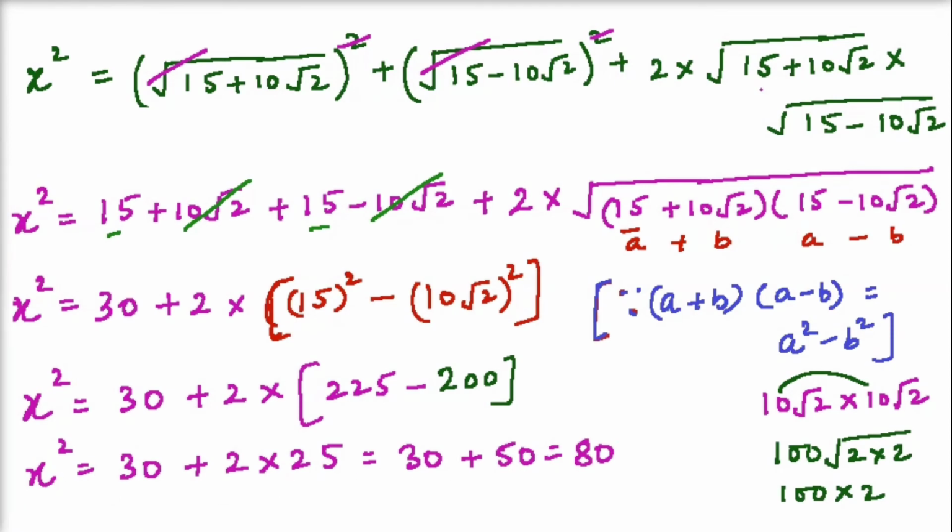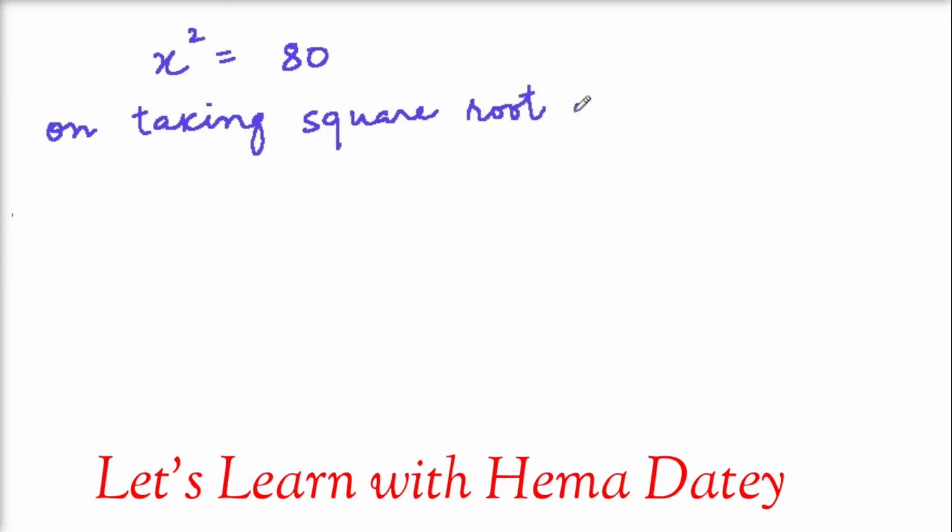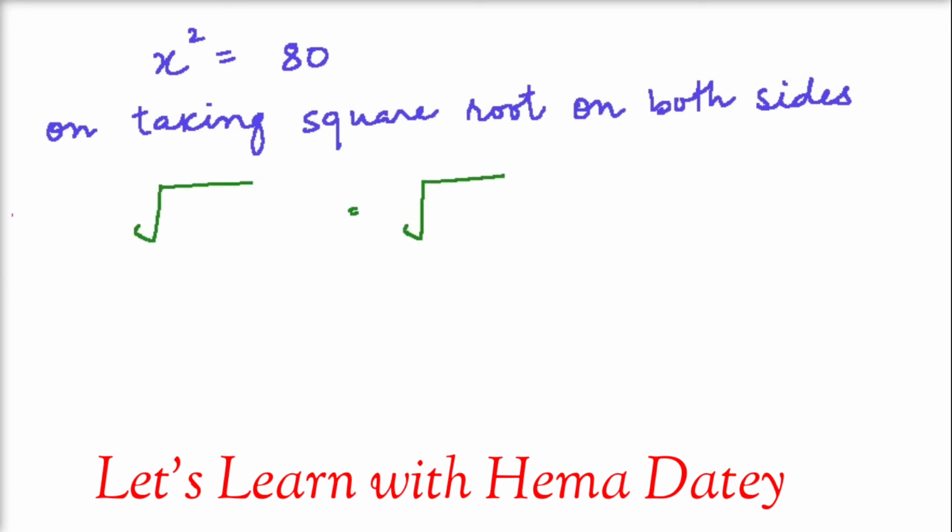We had assumed that the entire given expression equals x. So 80 is the square of the given expression. To get the value of the given expression, we will have to take square root on both the sides. On taking square root on both the sides, see, we are taking square root on both the sides, square root of x square and square root of 80.